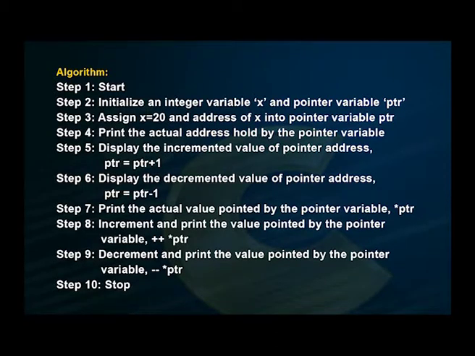Step 1, start. Step 2, initialize an integer variable x and pointer variable ptr. Step 3, assign x equal to 20 and address of x into pointer variable ptr. Step 4, print the actual address held by the pointer variable. Step 5, display the incremented value of pointer address, ptr = ptr + 1. Step 6, display the decremented value of pointer address, ptr = ptr - 1.